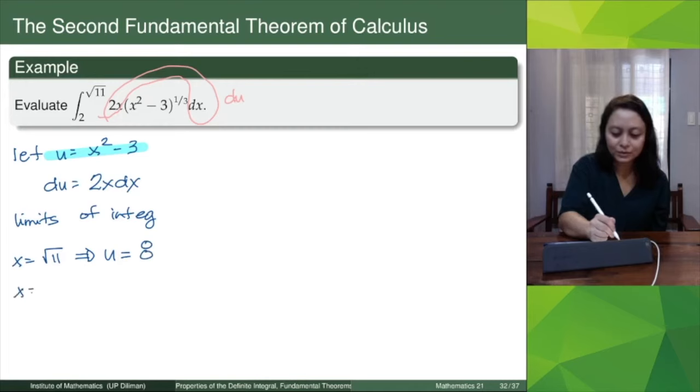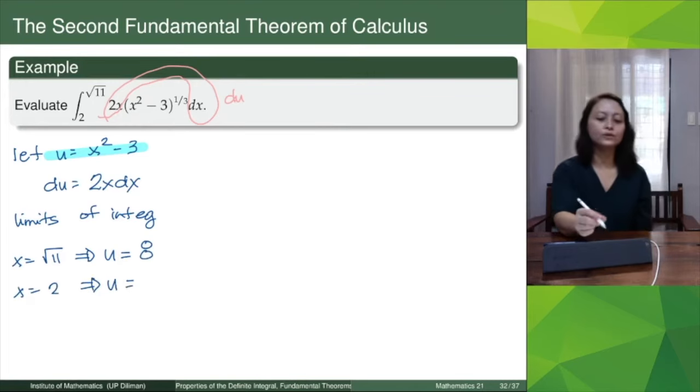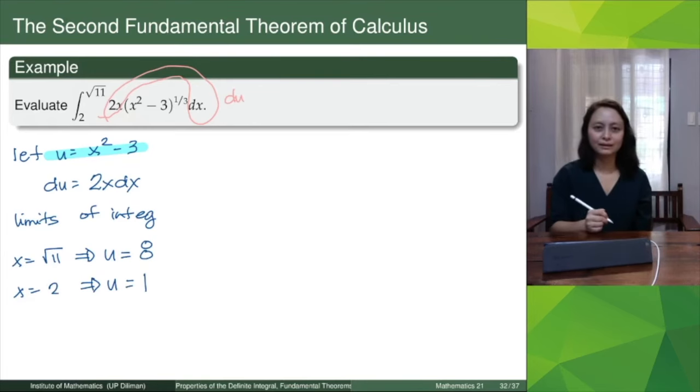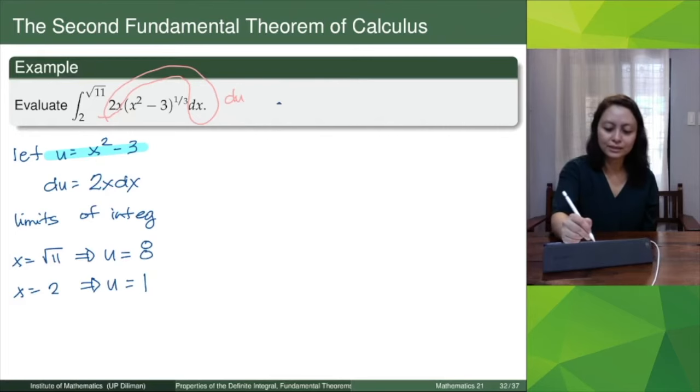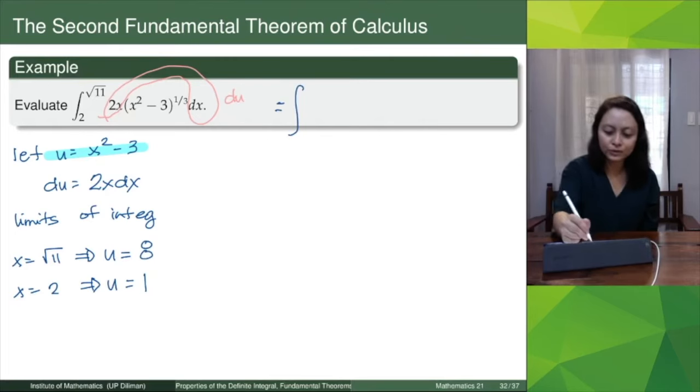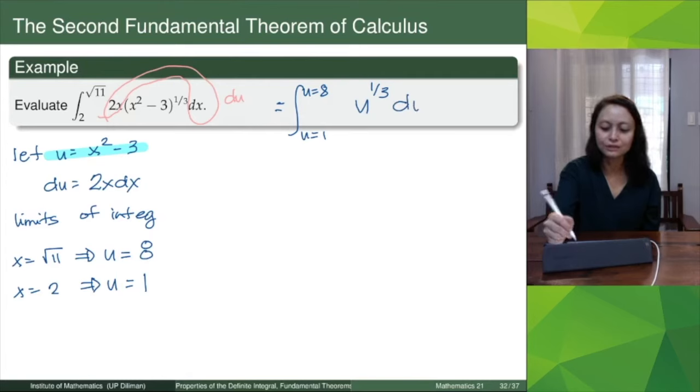Next, if x is 2, what is the corresponding value of u? 2 square is 4 minus 3, 1. Okay? Yan, sige. So, let's express the integral in terms of u. So, if x is 2, u is 1. If x is square root of 11, u is 8. Okay, then x squared minus 3 is u raised to 1/3. 2x dx is du. Yan, sige.